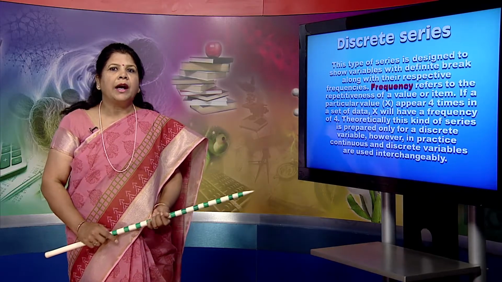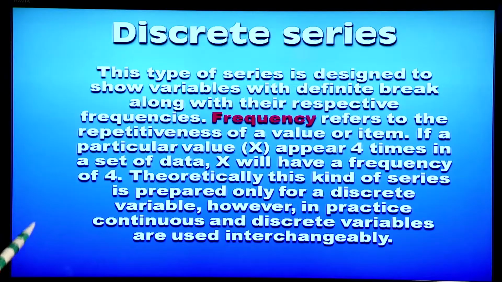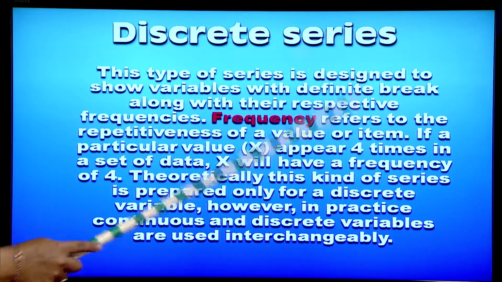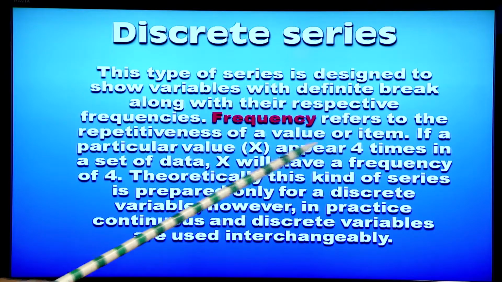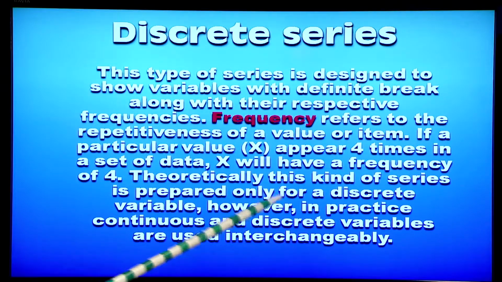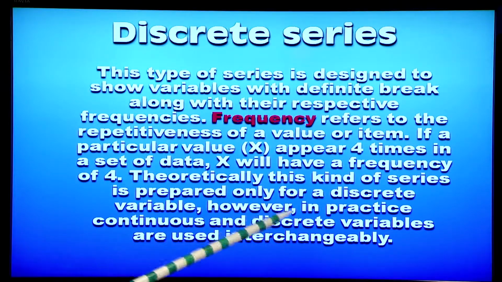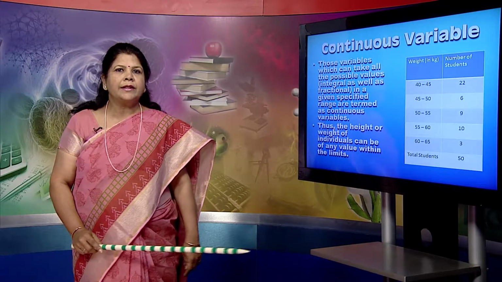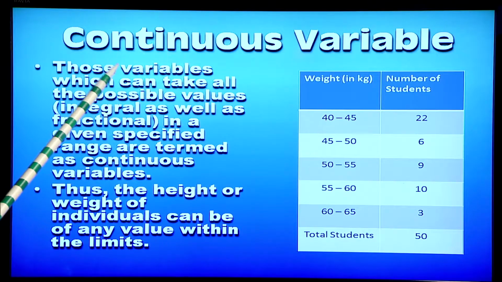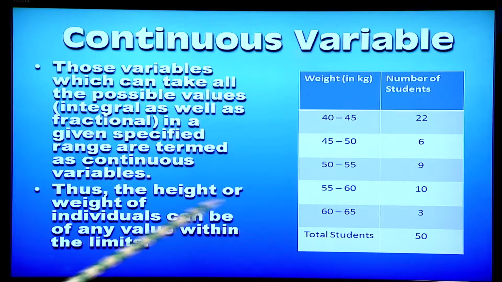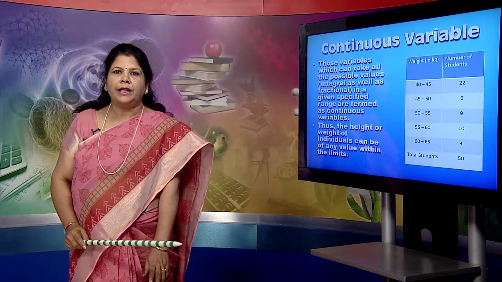Now, what do we mean by frequency? Frequency refers to the repetitiveness of a value or item. If a particular value x appears 4 times in a set of data, x will have a frequency of 4. Theoretically, this kind of series is prepared only for a discrete variable. However, in practice, continuous and discrete variables are used interchangeably. So, let us understand a continuous variable now. These variables are ones which can take all the possible values as shown, and examples are the height or weight of individuals.